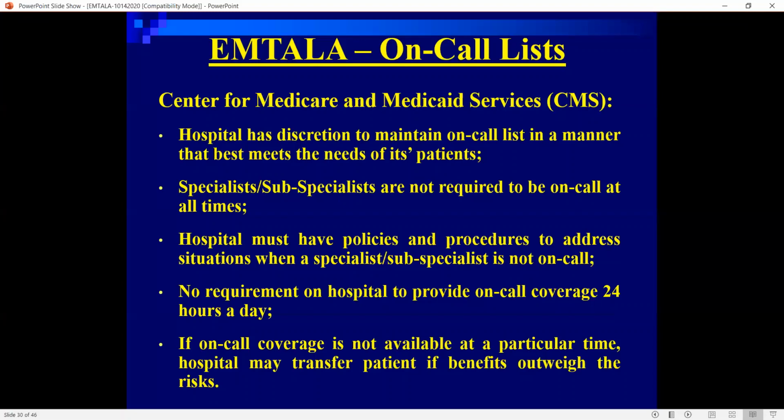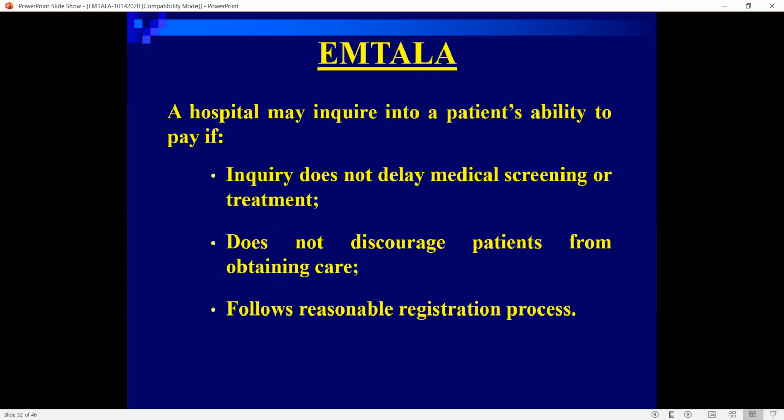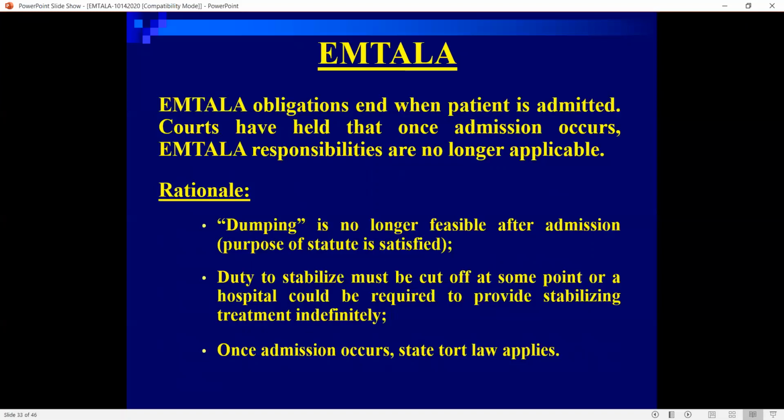I'm running a little long on time, but I do want to cover, if we move 2 slides over. One more, I think. I'm sorry, a couple more.